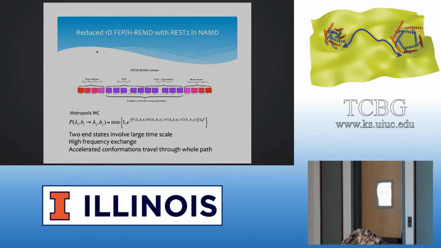Okay, but we still need high frequency exchange. For example, every 100 steps, or every 200 steps, perform one exchange. For a current CPU cluster, like a school campus CPU cluster, or even GPU clusters, it's no big deal. And this high frequency exchange can guarantee that all accelerated conformations travel through the whole reaction path.